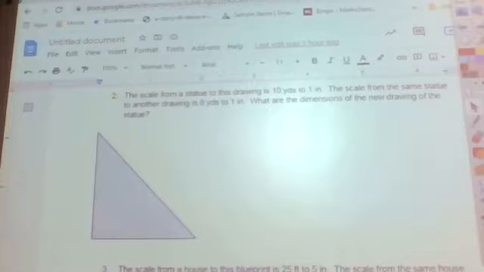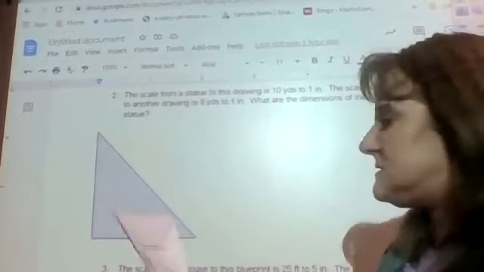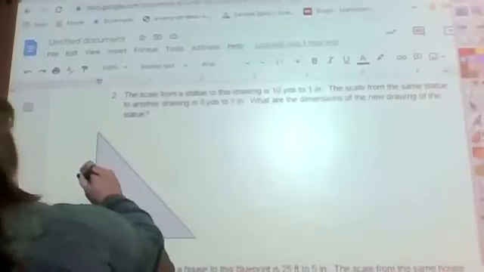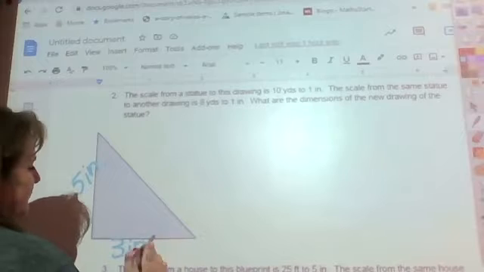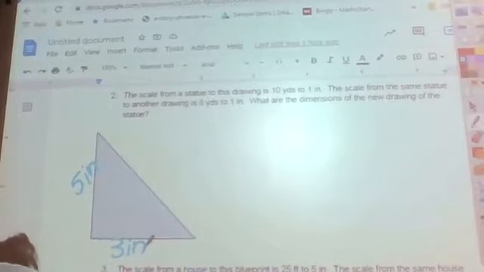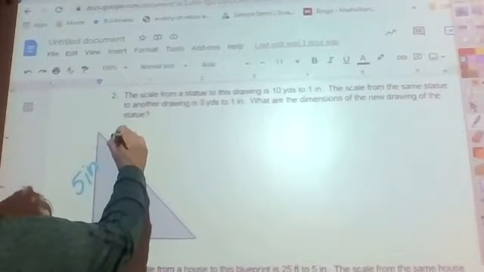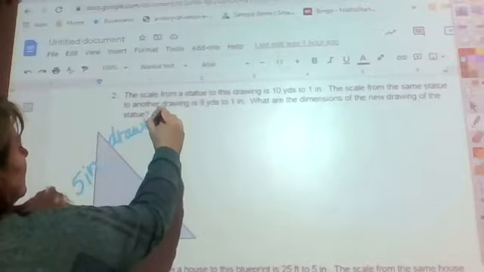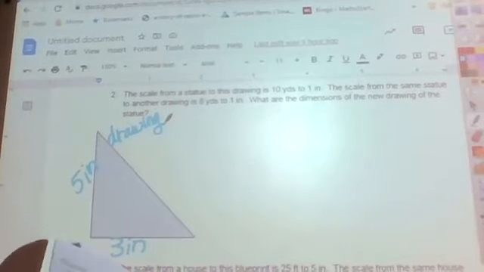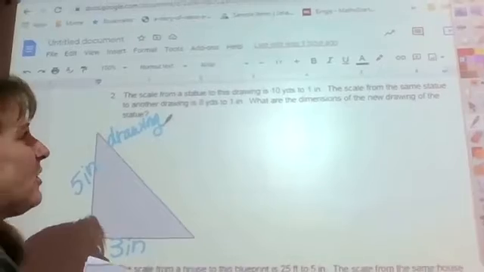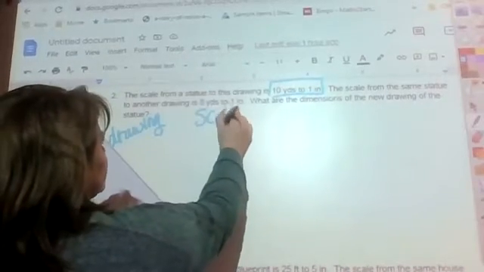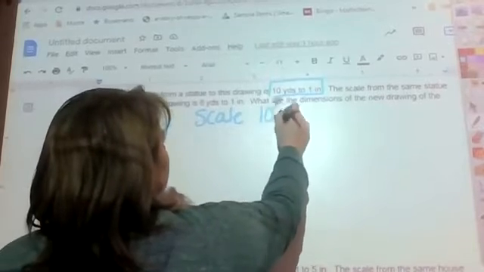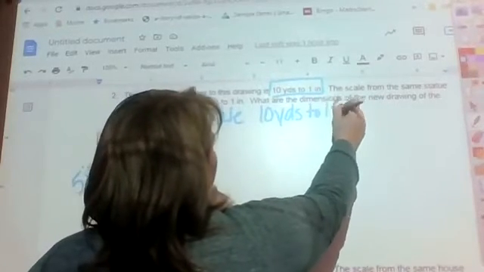So here's what we know about this one. This one has dimensions of 5 inches for the length and 3 inches for the width. This right here is the drawing. It says that the scale from a statue to this drawing is 10 yards to 1 inch. So the first scale that we have is 10 yards to 1 inch.